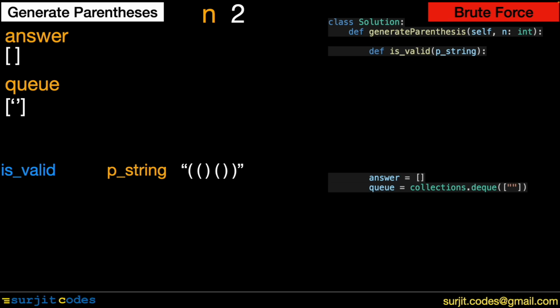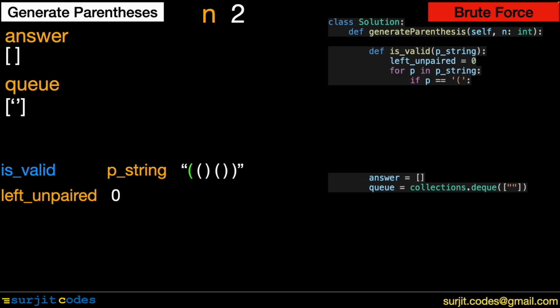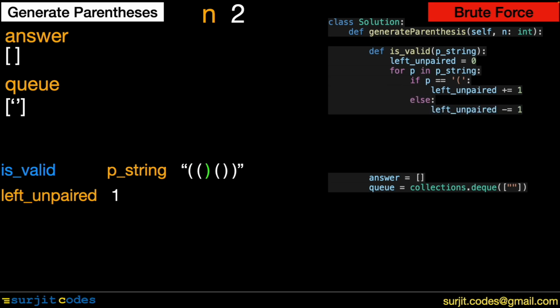Let us first understand the function isValid. Consider the example of a given p string. In the beginning, we define left unpaired as 0 and process characters of the given string one by one. The first character is a left parenthesis, so we increase left unpaired by 1. The next iteration makes it 2. And then we come across a right parenthesis, so left unpaired is reduced by 1. When unpaired left parenthesis becomes 0, it means that all of them are paired up.